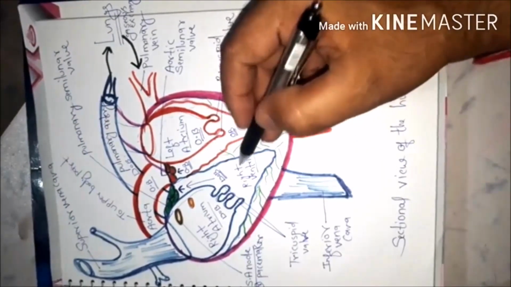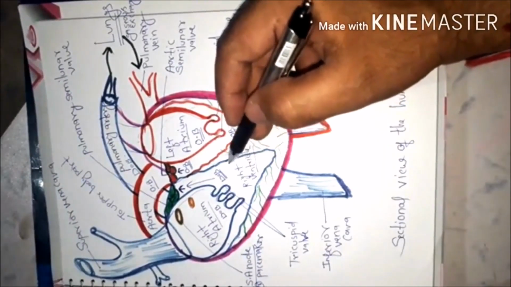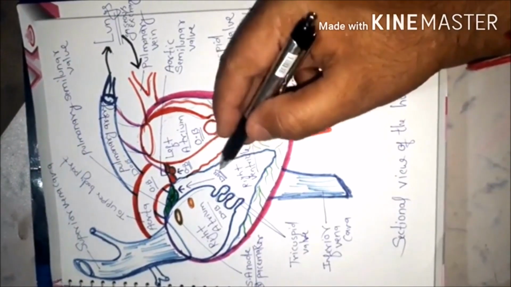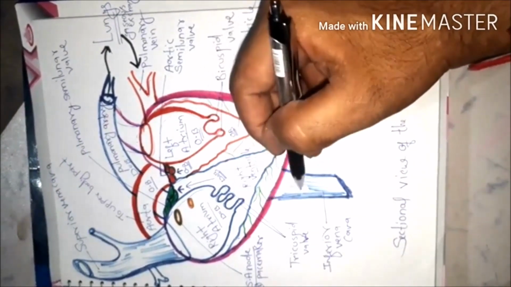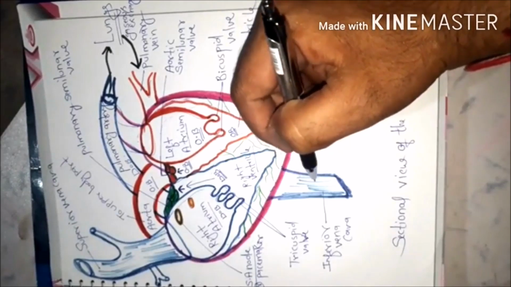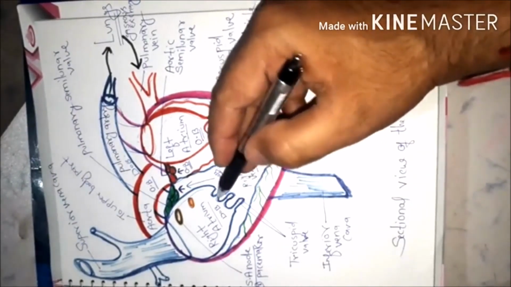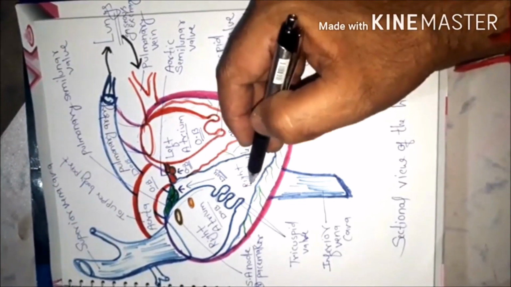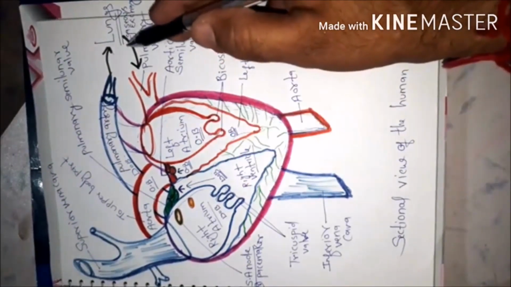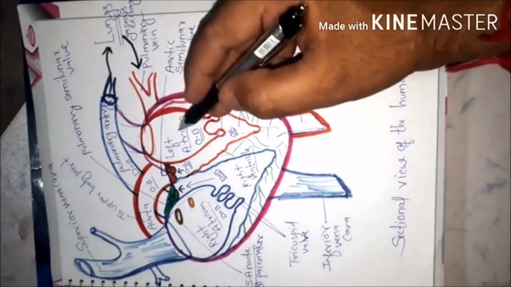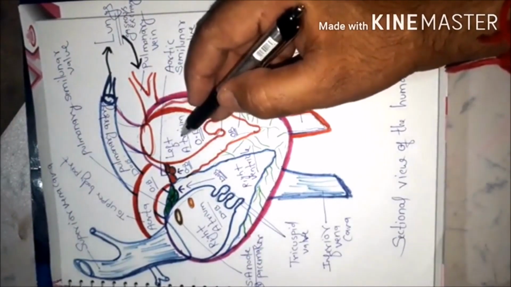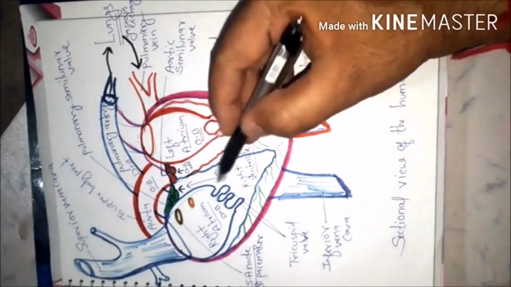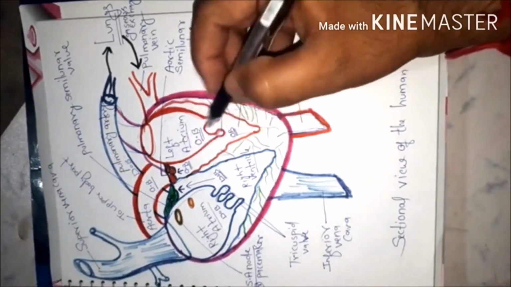Then, in our heart, two types of blood come. First, all the deoxygenated or impure blood comes into the right atrium and right ventricle. Then all the oxygenated blood from the lungs comes into the left atrium of the heart. Hence, such a type of circulation is known as double circulation.